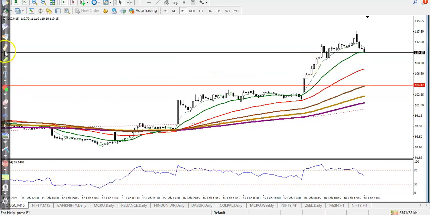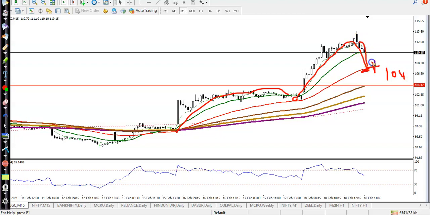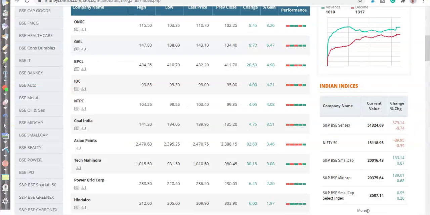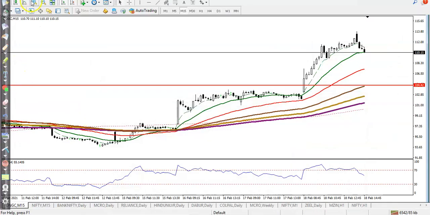Here I can see according to market behavior, they're bouncing off the moving average 50. Have you seen? They're bouncing off 50. So I'm looking for a buy above 104, near the 50 moving average, after a confirmation somewhere there above 104. So it will be around 108. That will be my buy opportunity in ONGC. And next one, let's see, next one, GAIL.